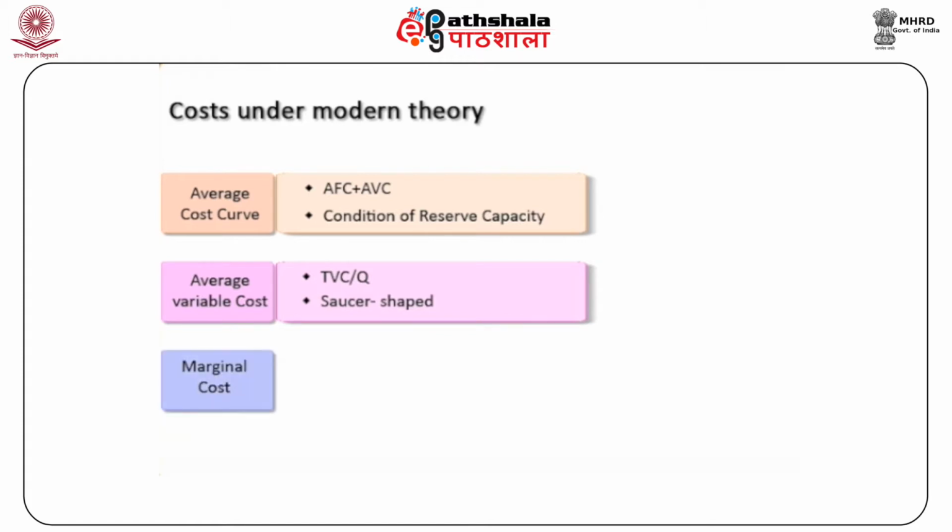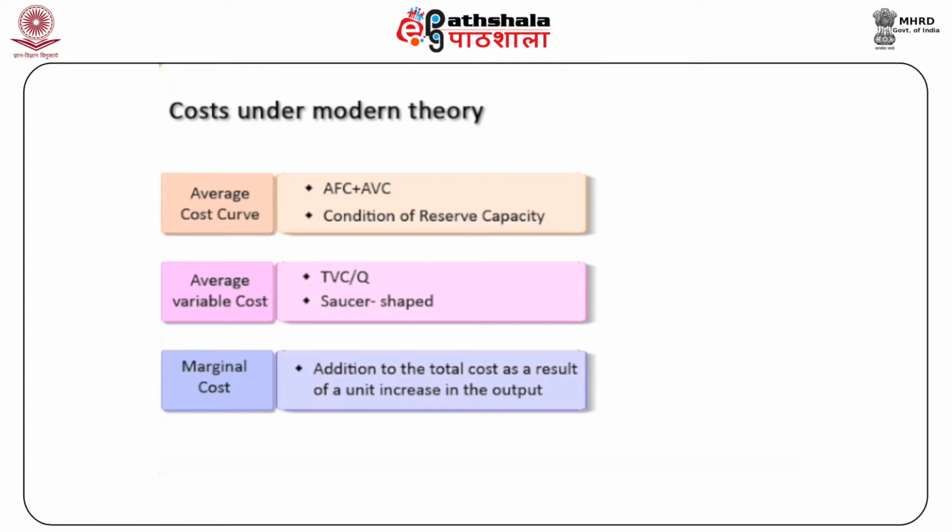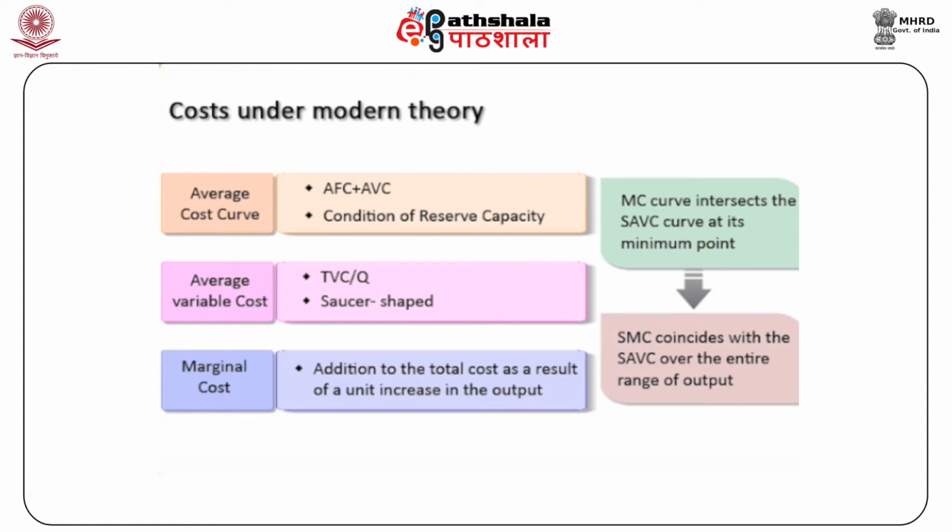Marginal cost is the addition to the total cost as a result of a unit increase in the output. The MC curve intersects the SAVC curve at its minimum point. Since the SAVC curve reaches its minimum point not at a single point but over the whole flat stretch, the short-run marginal cost curve coincides with the SAVC over the entire range of output corresponding to the flat stretch of the SAVC.